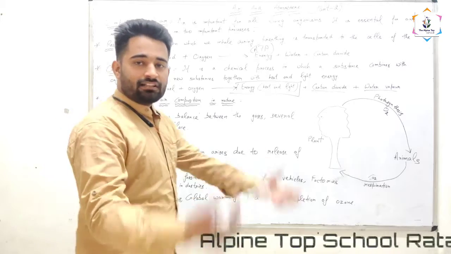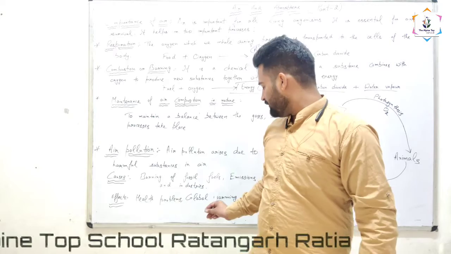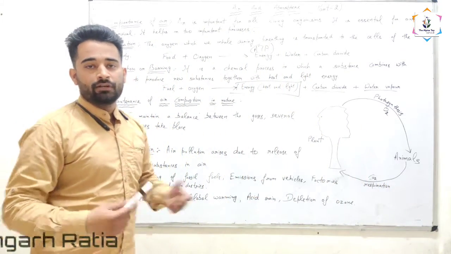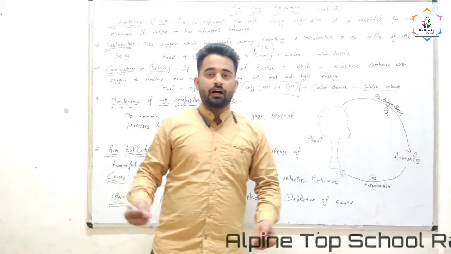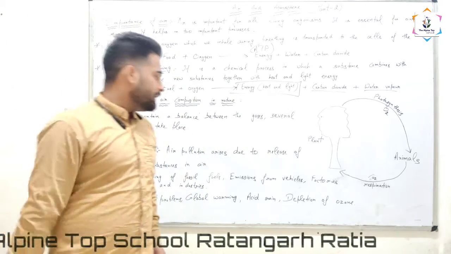Causes. What are the causes of air pollution? First cause is burning of fossil fuel. Second is emission from the vehicles. What is the meaning of emission from the vehicles? When we run the vehicle, you know very well, a number of harmful gases come out from the vehicles, that go to the air and cause air pollution.